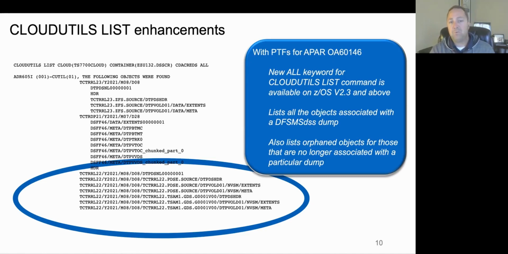We'll also show the orphans. Now, if a backup fails, DSS is going to go to great lengths to clean up whatever it's written. But there's cases that orphan objects may get left out there within a container. And before, there was no way you could see those. And so with this cloud utils list all, you can now see orphans within a container.